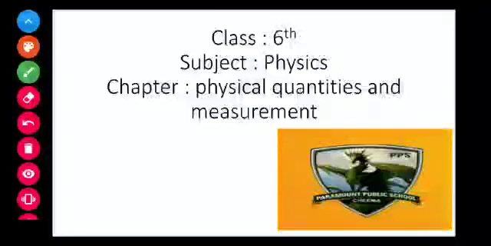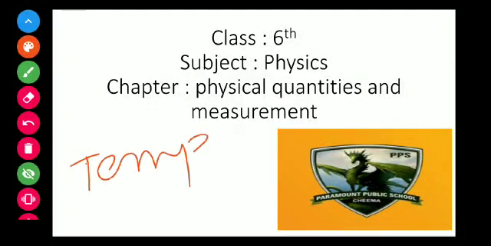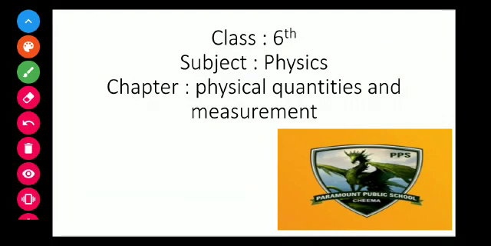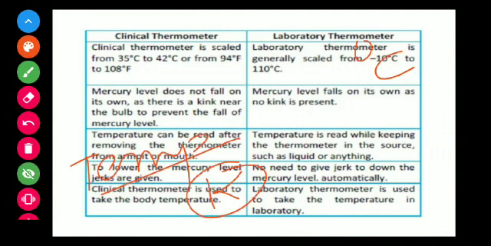Good morning, students. In the previous lecture, we studied the measurement of temperature. The SI unit of temperature is Kelvin, and another unit of temperature is degree Celsius. We also studied the clinical thermometer and the laboratory thermometer, and the difference between them. What is the difference between a clinical thermometer and a laboratory thermometer?